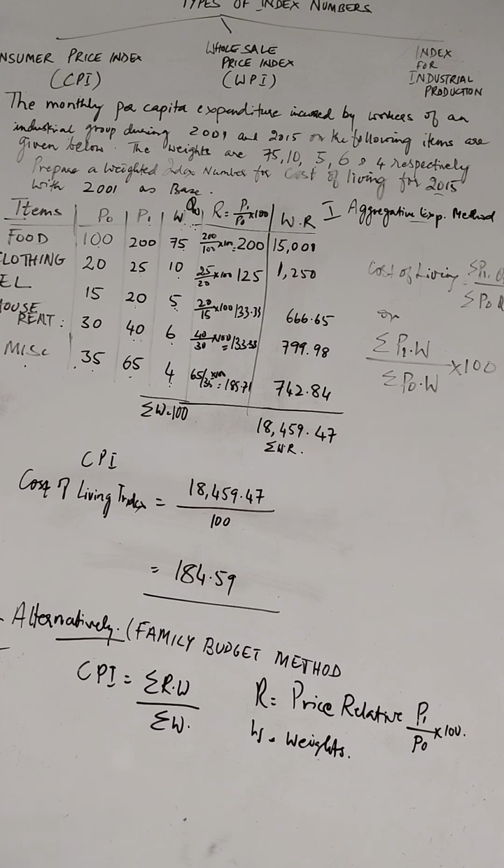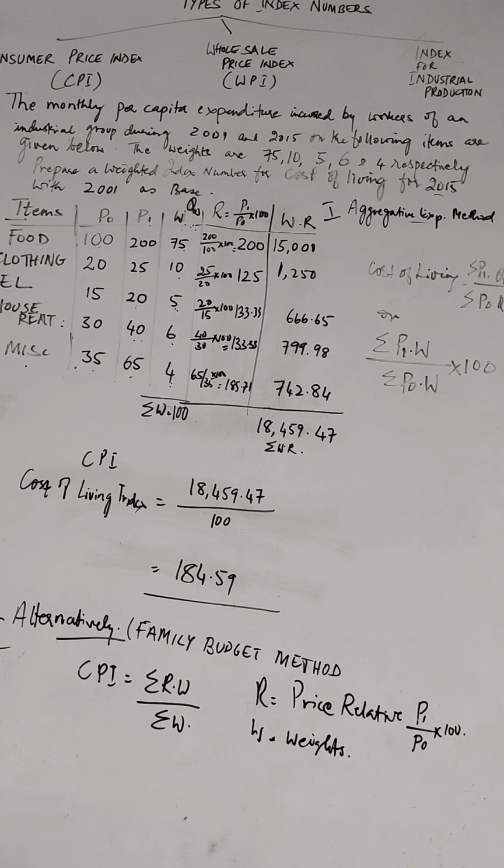Alright. So before we go on, when we are talking about the family budget method, the first step is that price relatives are calculated for each commodity. And that's how we do it. We find out the price relative of each item, and then we multiply the price relatives by the weights, that is R into W, and then the product is divided by the sum of weights, that is sigma R into W divided by sigma W.